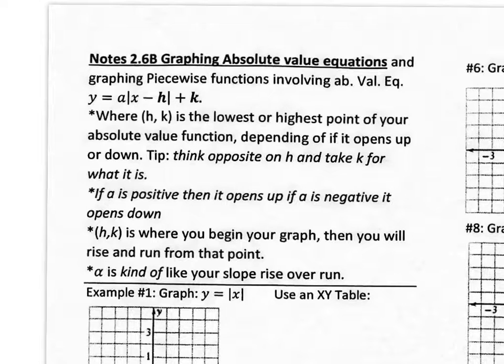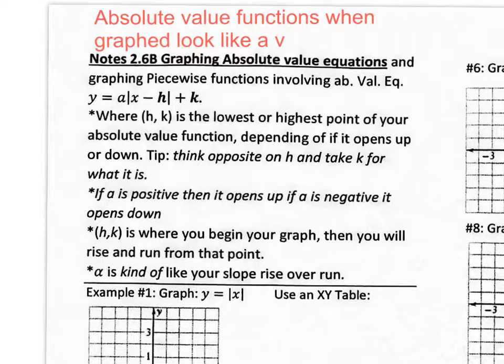So let's begin this section on graphing absolute value equations. Now the first thing we could do is maybe write something down up here, something very basic. Let's write this down. Absolute value functions, when graphed, look like a V. It's kind of like two lines that form a V. It has either a lowest point or a highest point.